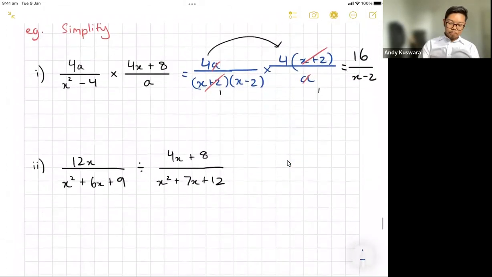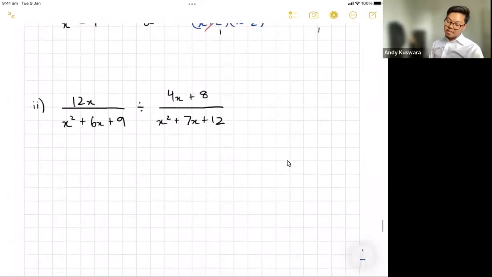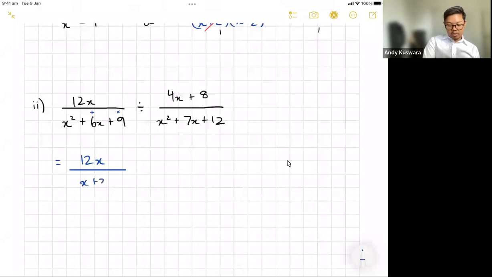Okay. And so if we have this one here, again, looks complex. Let's break it down bit by bit. Okay, 12x can't really be simplified, so I'm going to leave it as is. But the bottom of that fraction can definitely be simplified. I'm going to find two numbers that will multiply to give me 9, but add to give me 6. Because it's a trinomial, I can see it's going to be 3 and 3. So I'm just going to write it as x plus 3 all squared.